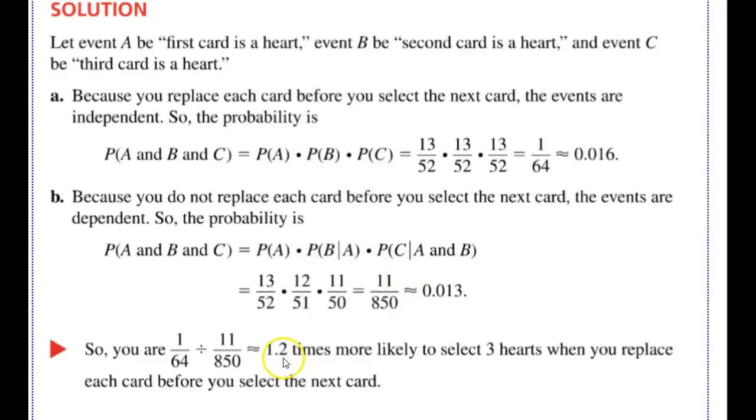So I'm 1.2 times more likely to select 3 hearts when I replace each card before the next one, right? And you'll notice these numbers are actually pretty close to each other. And remember, when we're talking probability, we're always looking at numbers between 0 and 1. And so neither of these are very likely, right? Because these are both pretty close to 0. But this one is more likely to happen. So I can say that based on my probabilities.